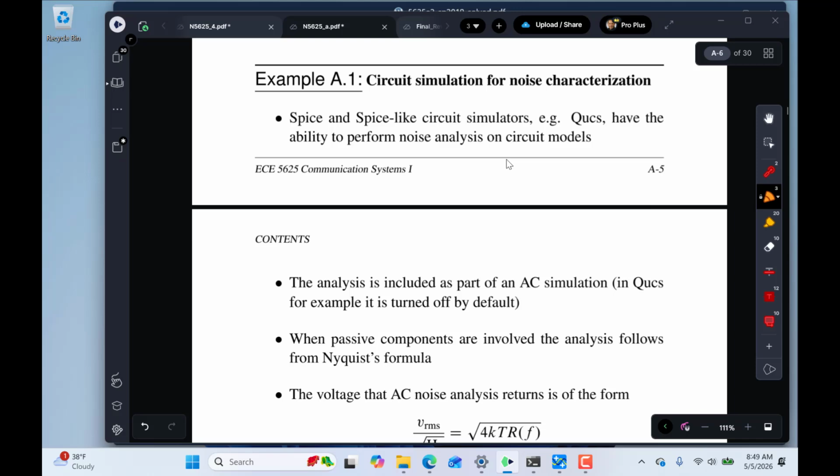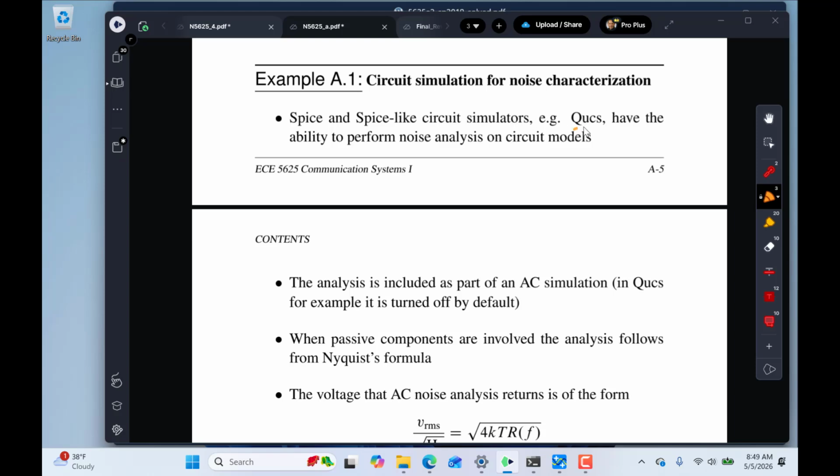Something that is not in the book, but something that I've been involved with years ago in different projects I worked on, was to actually model noise in a circuit, and SPICE-like circuit simulators like PSpice.